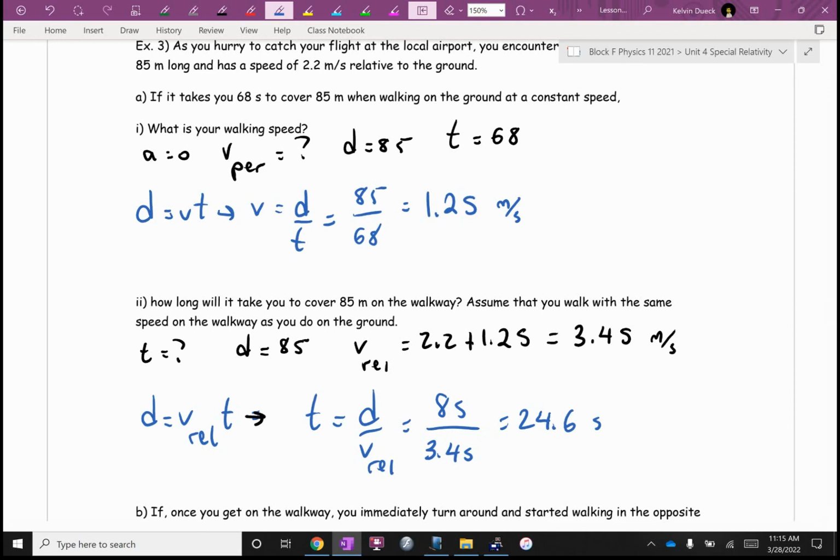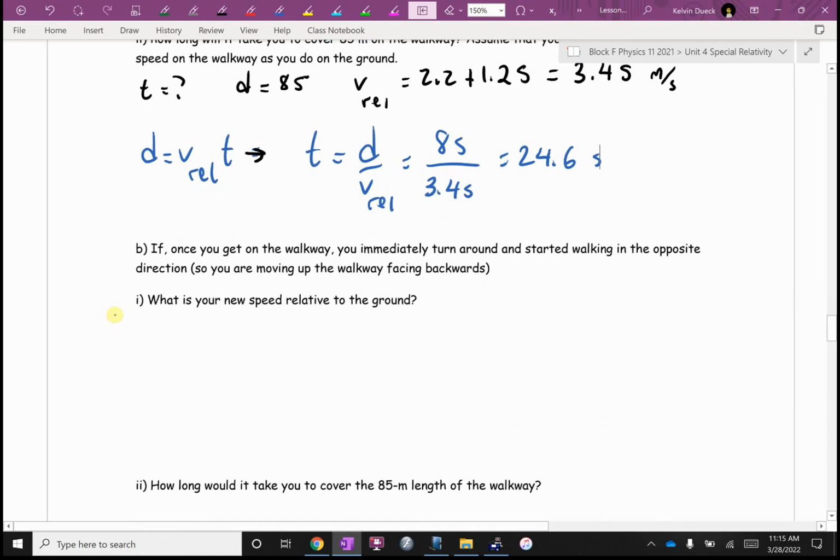So B, suppose you get on the walkway and you turn around and you start walking in the opposite direction. If you're not at a crowded airport, I do encourage you next time, try this. It's really neat. So now you're moving up the walkway, but you're facing backwards. Got the vision? What's your new speed relative to the ground?